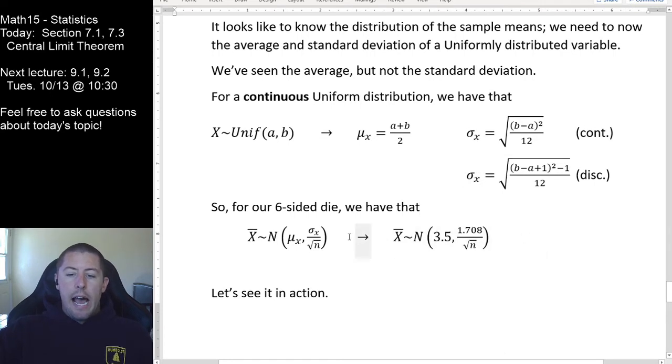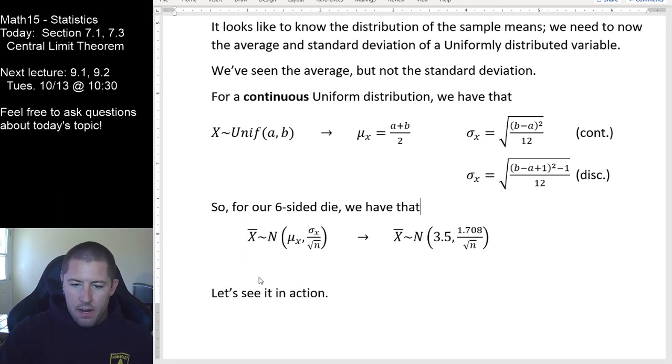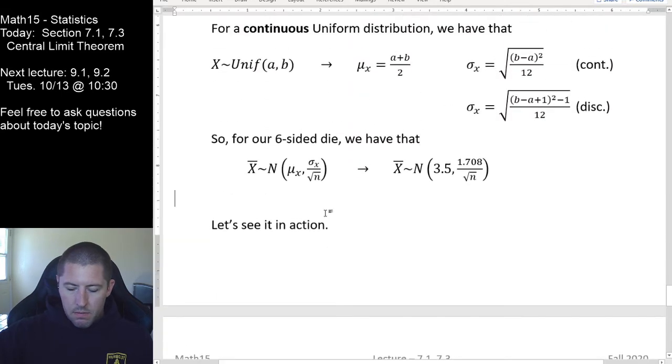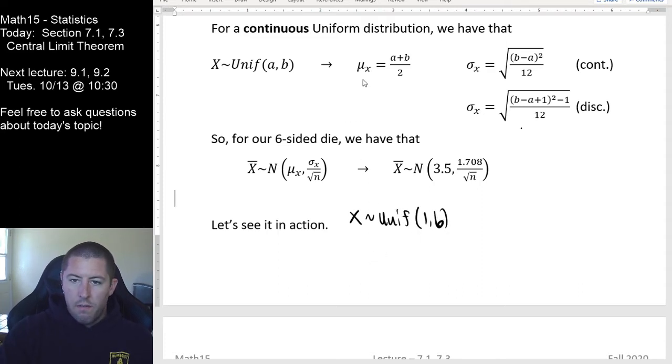So for our 6-sided die, here's what we have. Let me write some of this down. Here we're starting with x is uniform 1 to 6. First, I'm going to compute mu sub x. Mu sub x is 1 plus 6 over 2. That's 7 over 2. That's 3.5. And you can see that 3.5 is sitting right there. There's our mu sub x computation. To get our sigma sub x, I can see that we are in a discrete uniform situation.